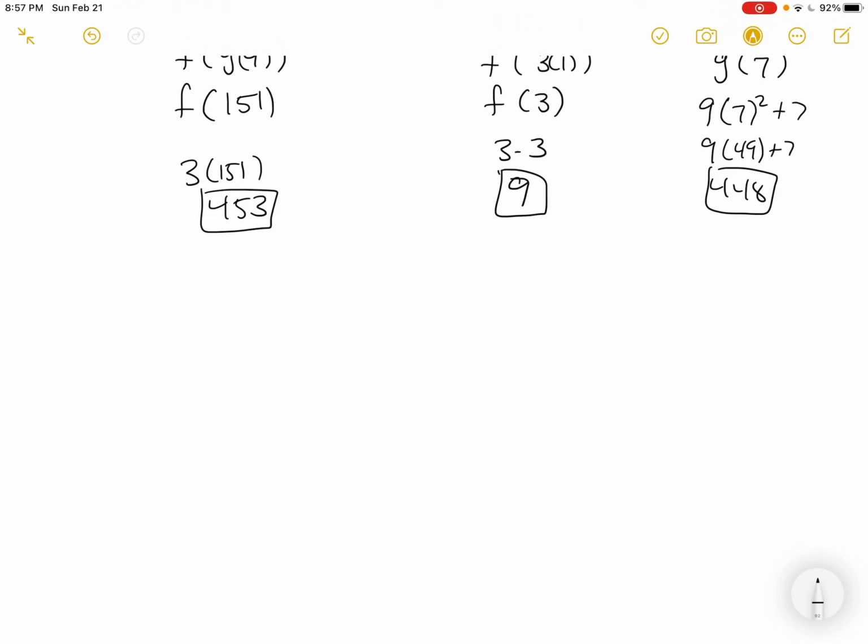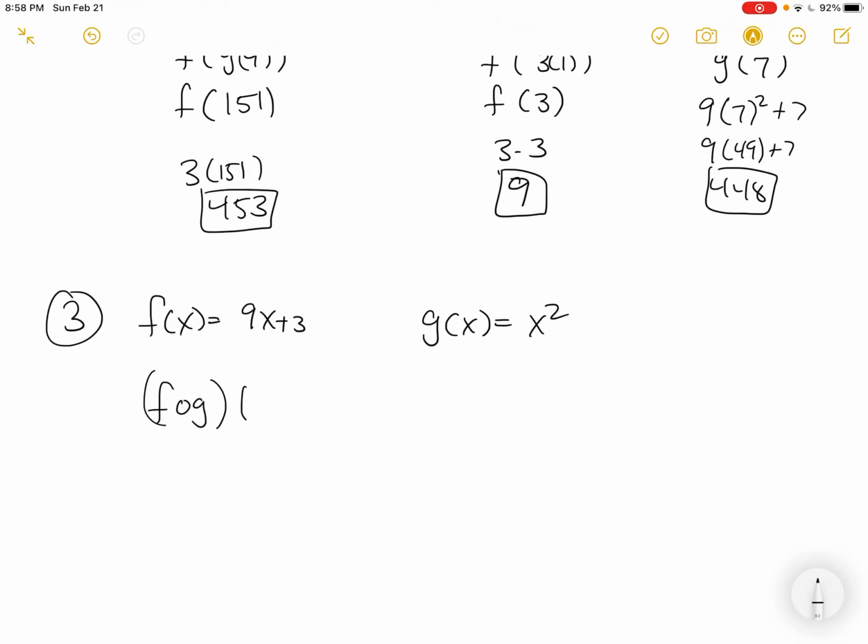Now, what's going to happen, and it's actually here, I guess we'll have to start to pay attention to it. As I do my third example, they're going to have f of x is equal to 9x plus 3, g of x is equal to x squared. And so what they're going to ask us to do is find f of g, not of a number, but of x. So we got to get this out individually. And so what they want is an algebraic simplification.